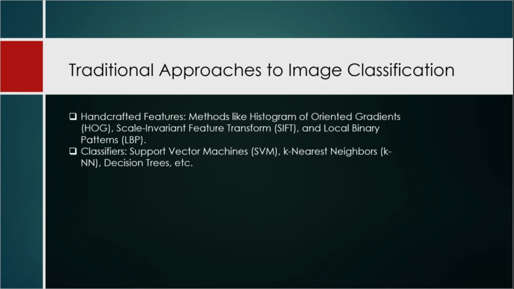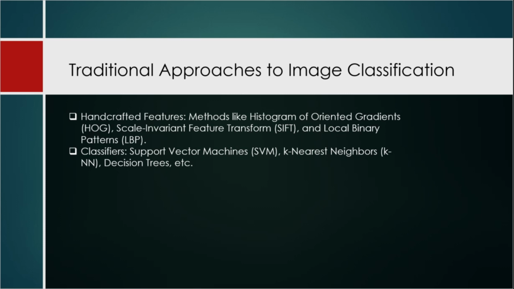So the traditional approaches to image classification include handcrafted features, with methods like histogram of oriented gradients, HOG, scale invariant feature transform, and local binary pattern. Some classifiers include support vector machines, k-nearest neighbors, decision trees, etc.